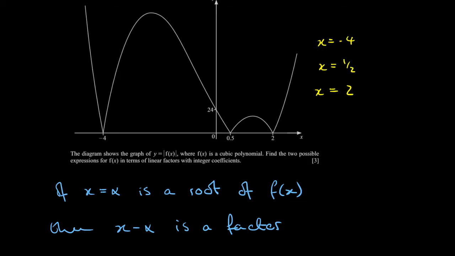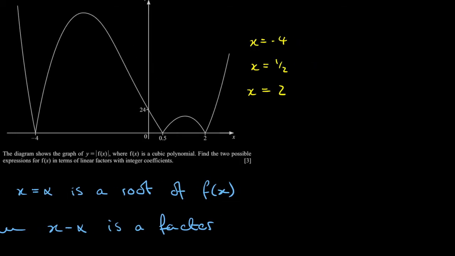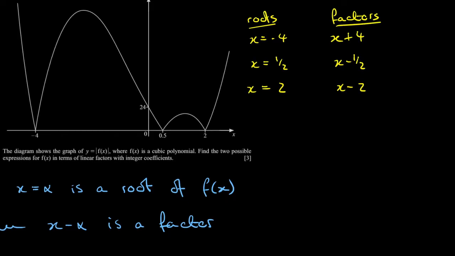Well, if that's the case, then what are the factors going to be? The factors are going to be x minus negative 4, so x plus 4, x minus a half, and x minus 2, right? So on the left-hand side here, I've got the roots, and on the right-hand side, I've got the factors. Now, these are all linear factors, but they're not all linear factors with integer coefficients. This guy here is a fraction.